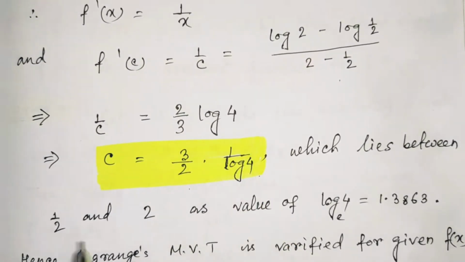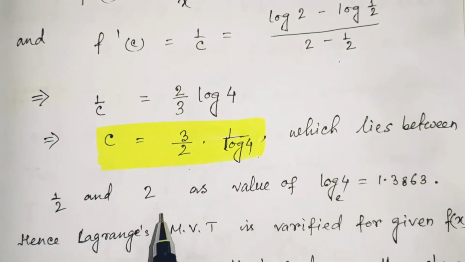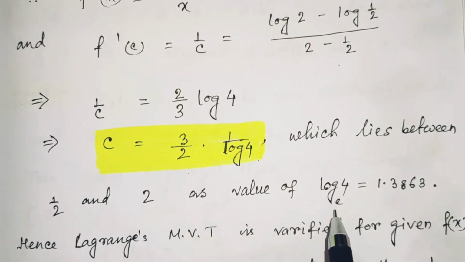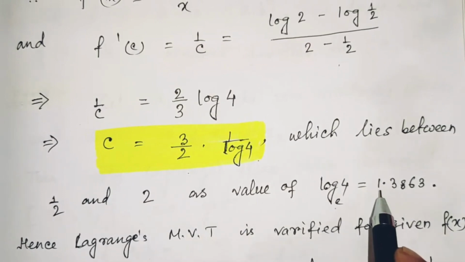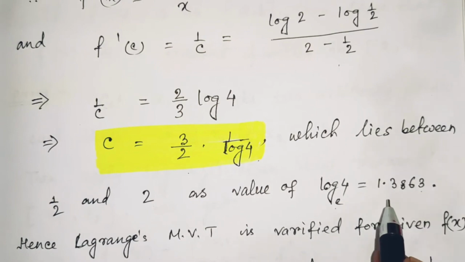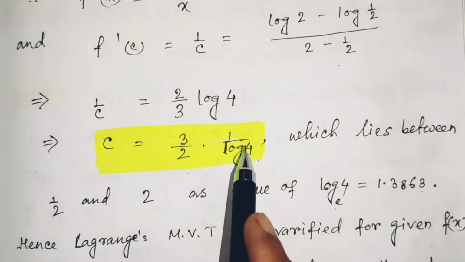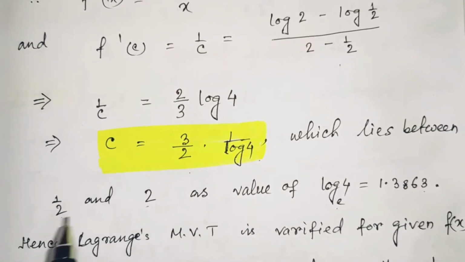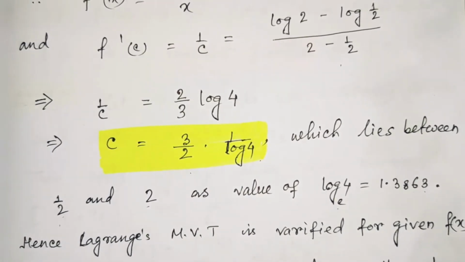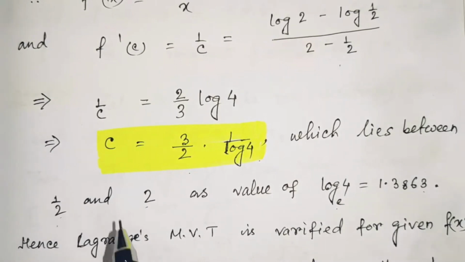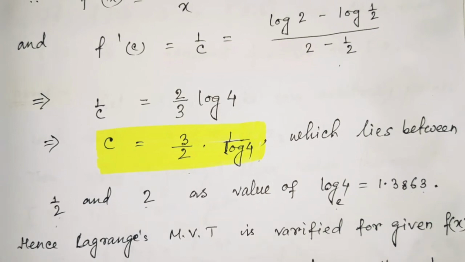So this value definitely lies in between 1 by 2 and 2. If you want to verify, then for your reference I can say that log 4 base e, its value is 1.3863. You can verify it from the log table also. So if we substitute all those and calculate, we will find out the value of c lies in between these two. Hence the Lagrange mean value theorem is verified, and we will find out a particular c within the given interval.